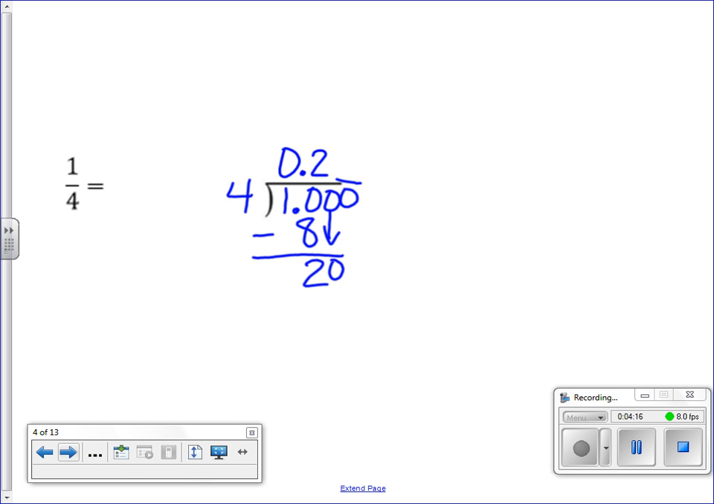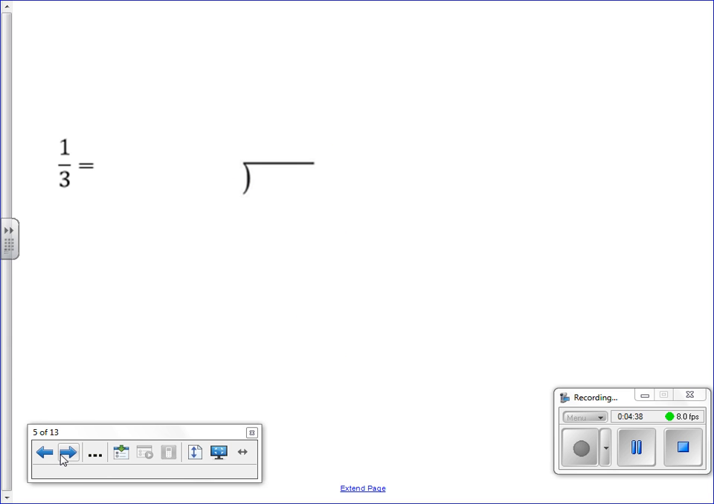And 4 goes into 20 5 times. 5 times 4 is 20. Again, we have no remainder, so our answer is 0.25. Again, we can look at 1/4 as being the same thing as 0.25 or 25 cents. All right, let's look at our next one.